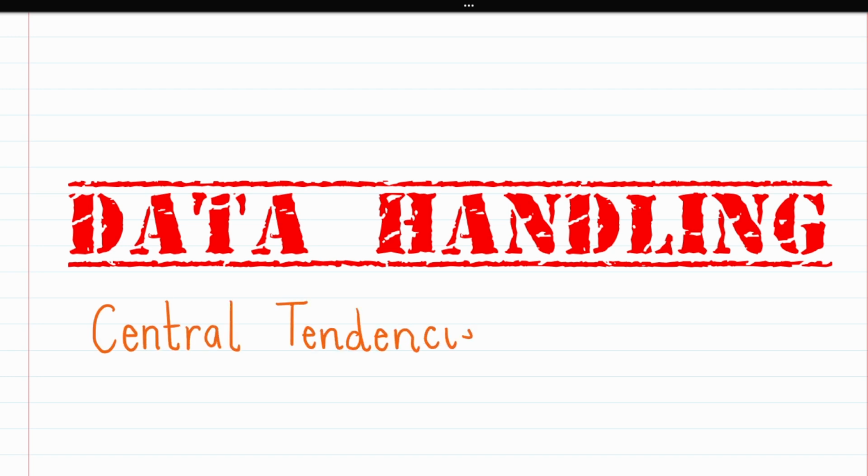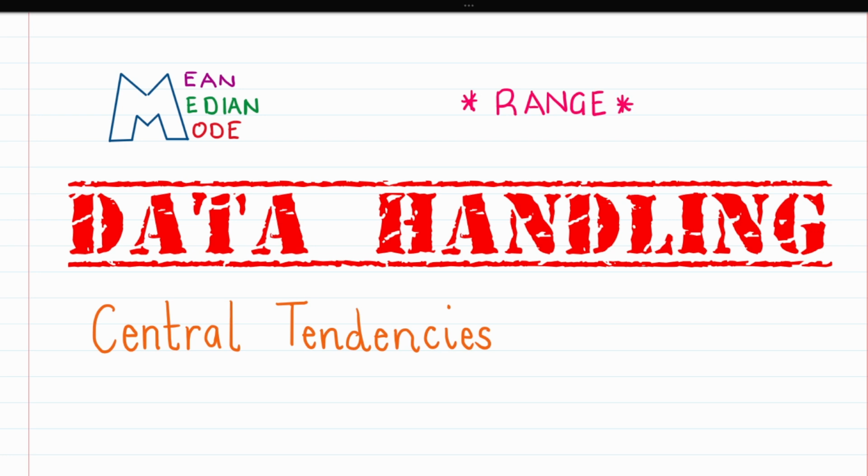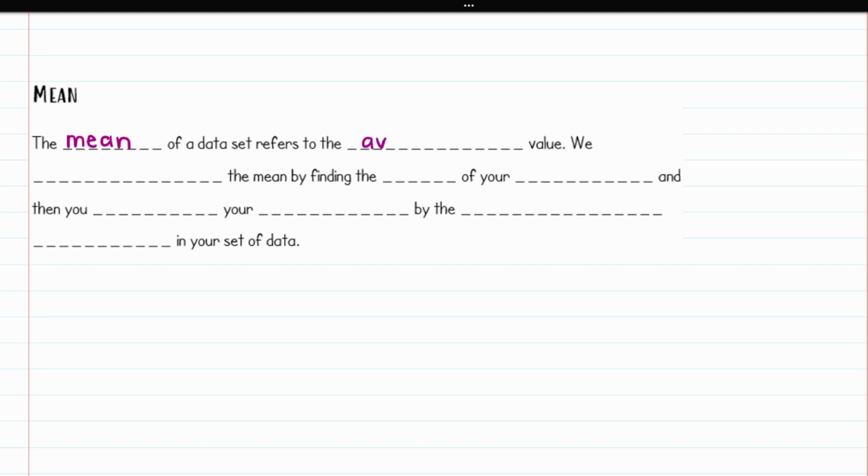This lesson explores working with central tendencies in data handling, namely finding the mean, median, and mode of a dataset. We will also look at how to calculate the range of a set of data. By doing this, it helps us to better understand the data, and we are one step closer to turning that data into information. Let's start by looking at the mean, which is also known as the average value.